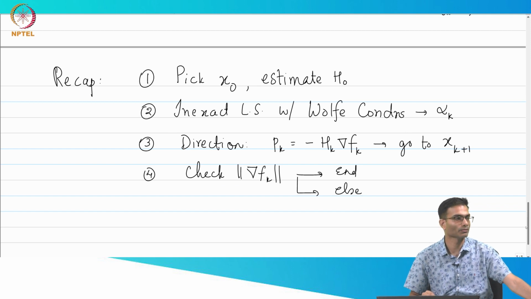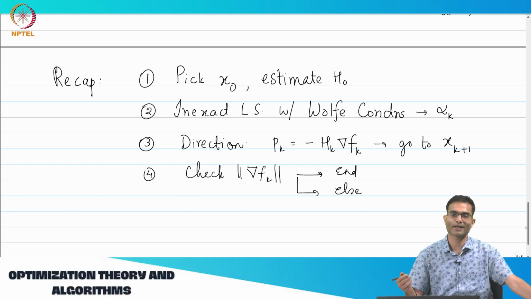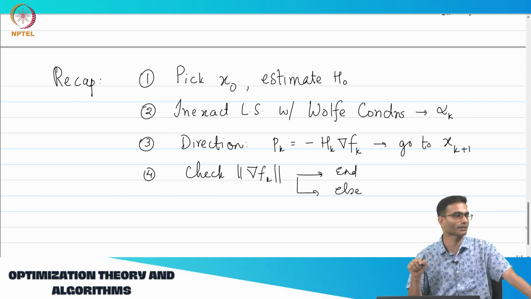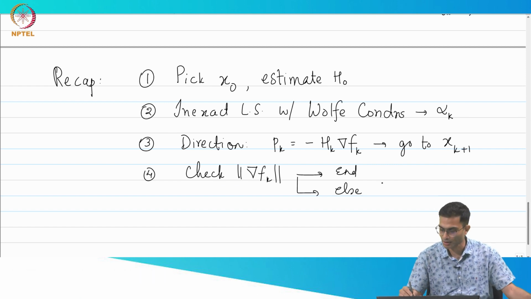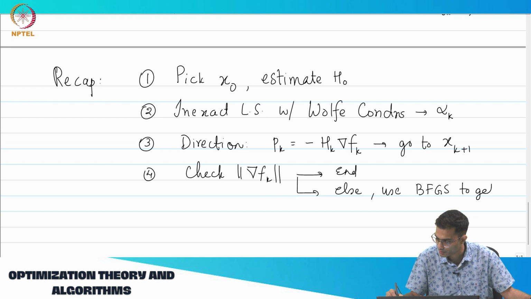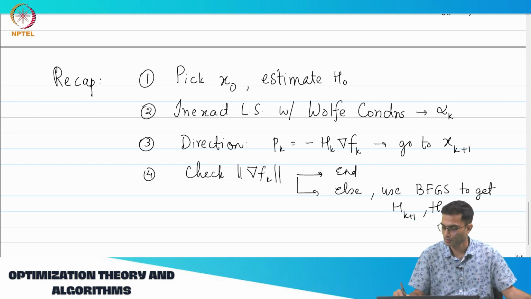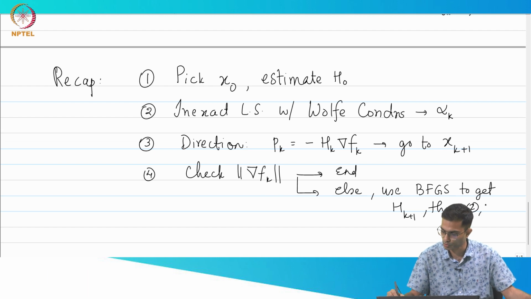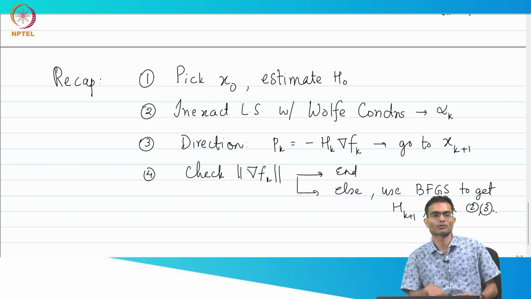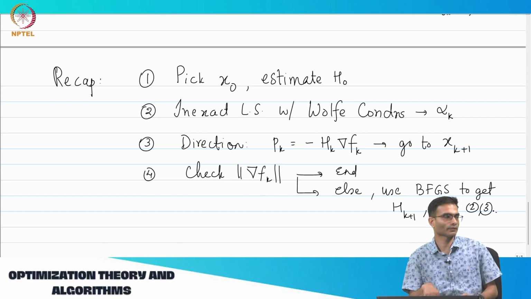Step 3, what should I do? I need to update my h, because unless I update my h, I cannot compute the direction which is sitting in step 3, right. So here is else, use BFGS to get hk plus 1, then 2 and 3, right. So that's our Quasi-Newton method.